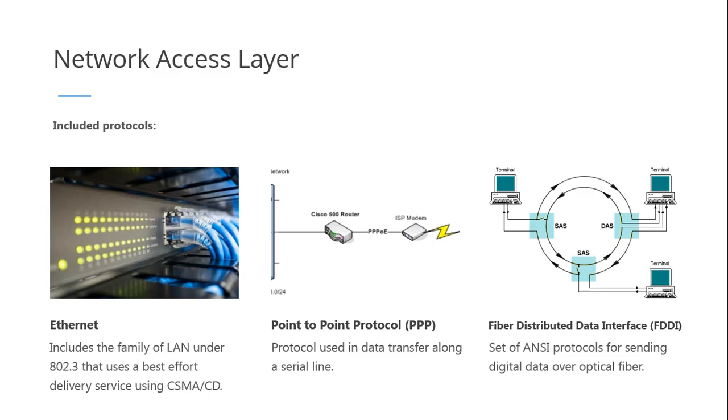Now, if we're going to send data to a serial line between a single source and a single destination, we use PPP or point-to-point protocol. If we're going to send it to fiber through a dual ring topology, we use FDDI or fiber distributed data interface. We talked about dual ring topology when we talked about topologies before, and its advantages and disadvantages. So FDDI is dual ring topology that uses fiber as its main medium of connection.